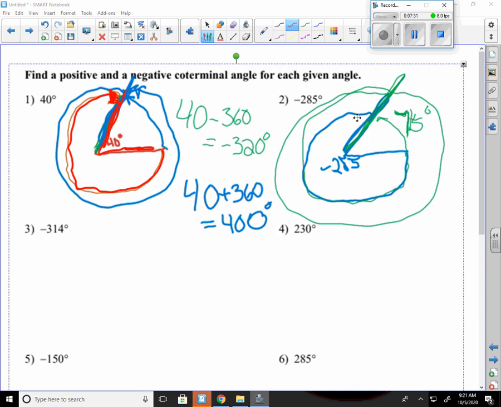Negative 285 comes all the way around to here. So I could either go clockwise or I could go around a full time again. So if I do 360 minus 285, that gives me 75. And then I can either do 75 plus 360, or I could do negative 285 minus 360. Either one of those will work. So 75 plus 360, that's going to be 435. That would be a good enough answer.